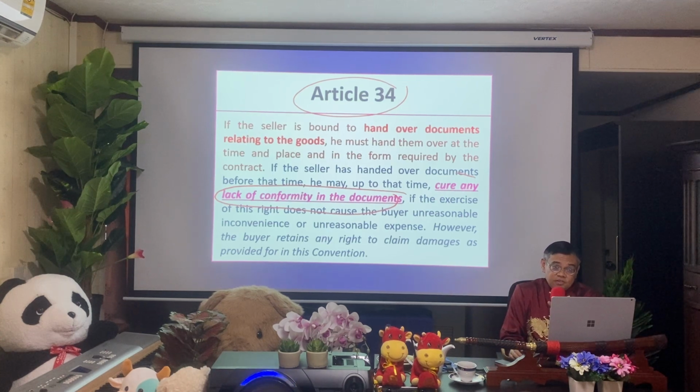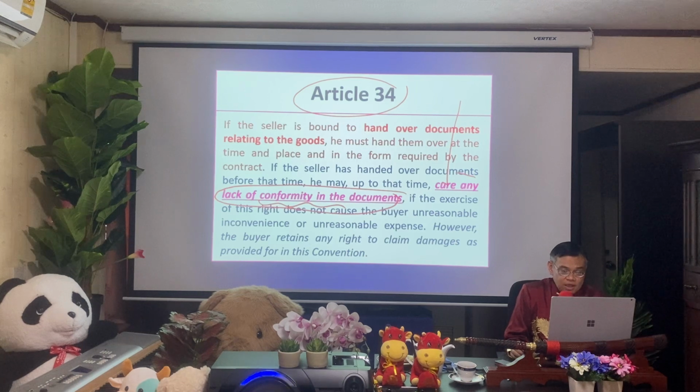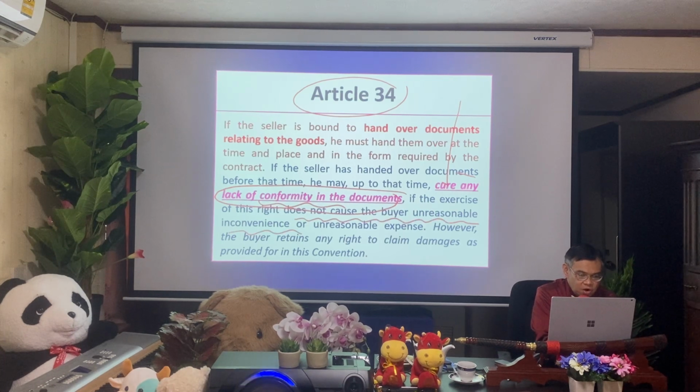The significance of the right to cure is this: once the seller cures the lack of conformity in the documents, the seller has this right to cure as long as this right does not cause the buyer unreasonable inconvenience or unreasonable expense.